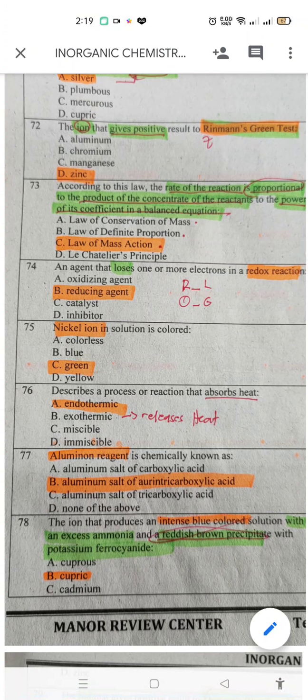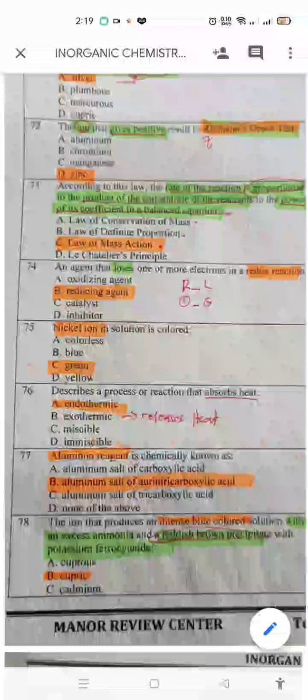Okay. Number 77. Aluminon reagent is chemically known as aluminum salt of aurin tricarboxylic acid. Aluminum salt of aurin tricarboxylic acid, or your aluminon reagent.